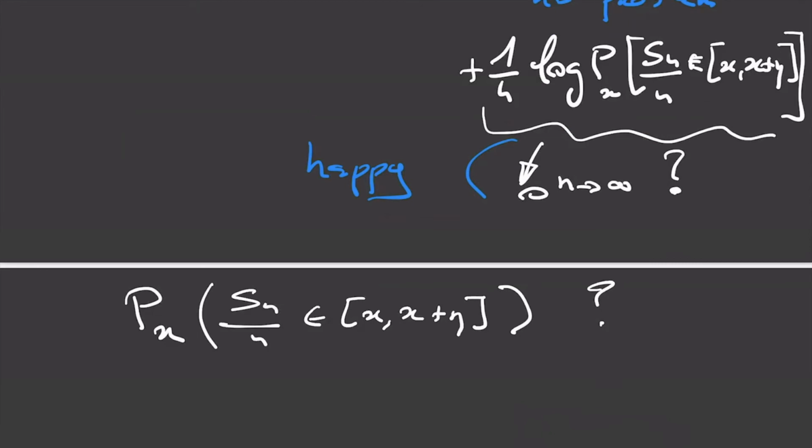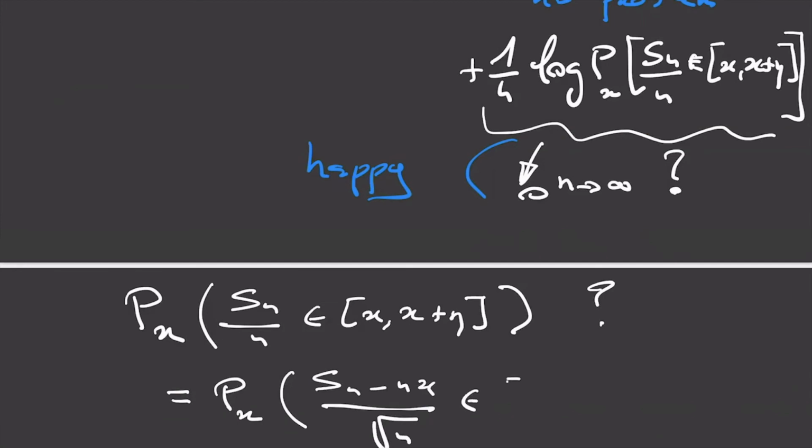So this means that I can rewrite this quantity, if I wish, as the probability that Sn minus n times x over root n belongs to the interval 0 times eta root n. I can rewrite it this way, okay?